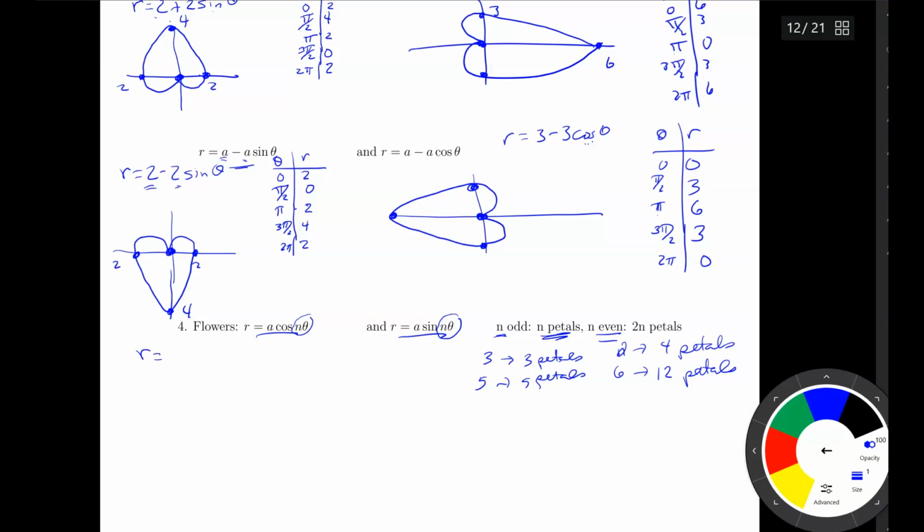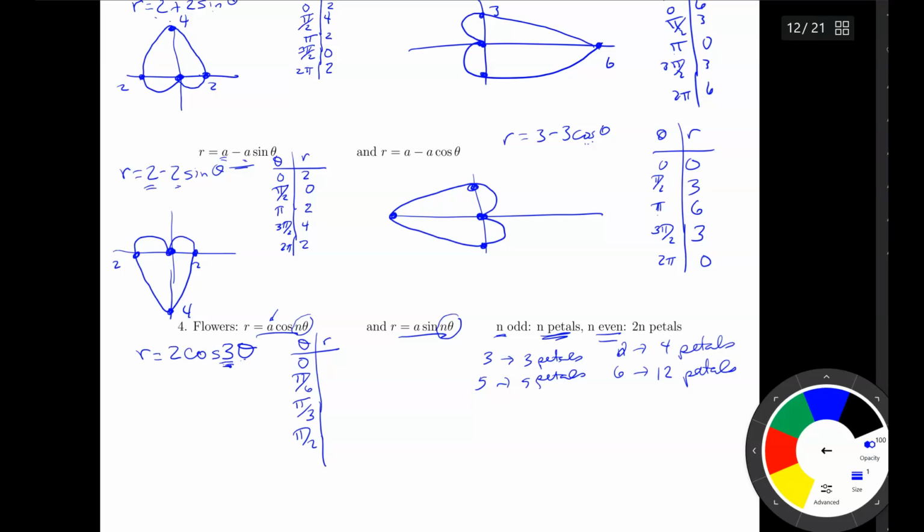So let's look at r equals, let's choose the number a here as 2 just for variety, cosine of 3 theta. Because this n is 3, an odd number, I'm going to get 3 petals out of this. I'm going to pick some angles, and I'm going to pick nice ones that work out in here: angle 0, pi over 6, pi over 3, and pi over 2.